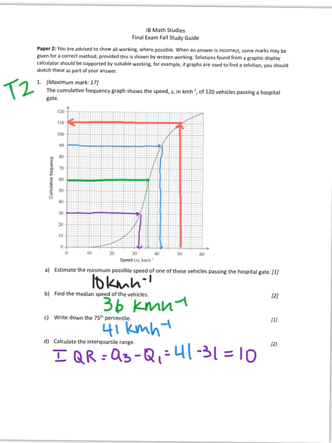Part B asks us to find the median speed. So median happens halfway through your data. So if we have 120 data points, that means the median occurs at the 60th.